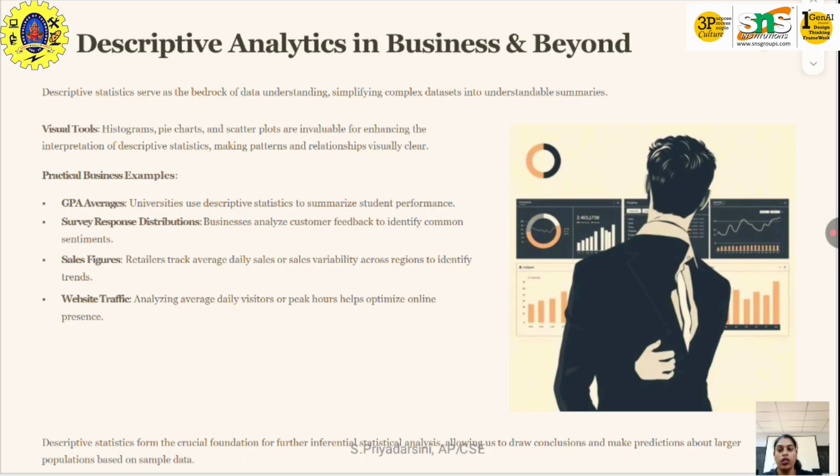Next, we will see about descriptive analysis in business and beyond. In practice, descriptive statistics are everywhere. Universities use averages to summarize students' GPA. Companies analyze survey results to understand customer opinion. Retailers monitor sales averages and sales variability across regions to find trends. Websites study average daily visitors and peak hours to optimize performance. These examples show that descriptive statistics form the foundation of business intelligence and data-driven decision making.